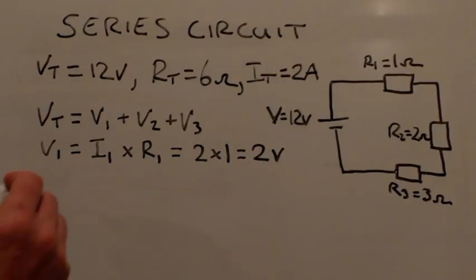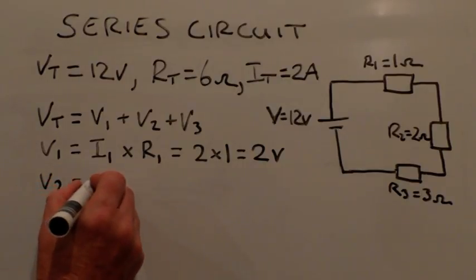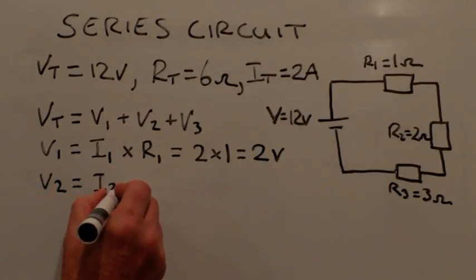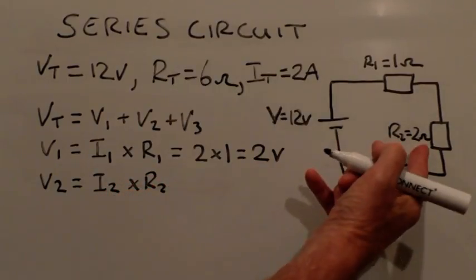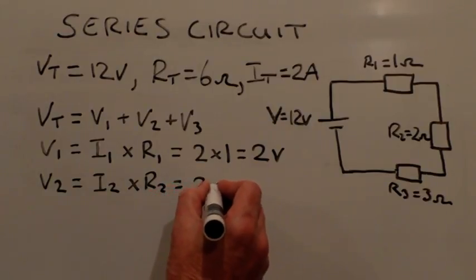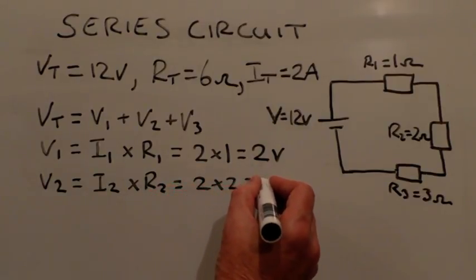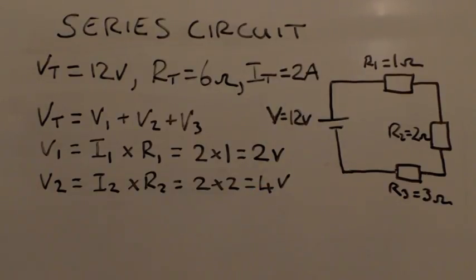So let's look at number 2. So we'll say V2 equals I2 times R2, and the value of R2 is 2. So that equals 2 times 2, and that equals 4 volts. So there are 4 volts dropped across R2.